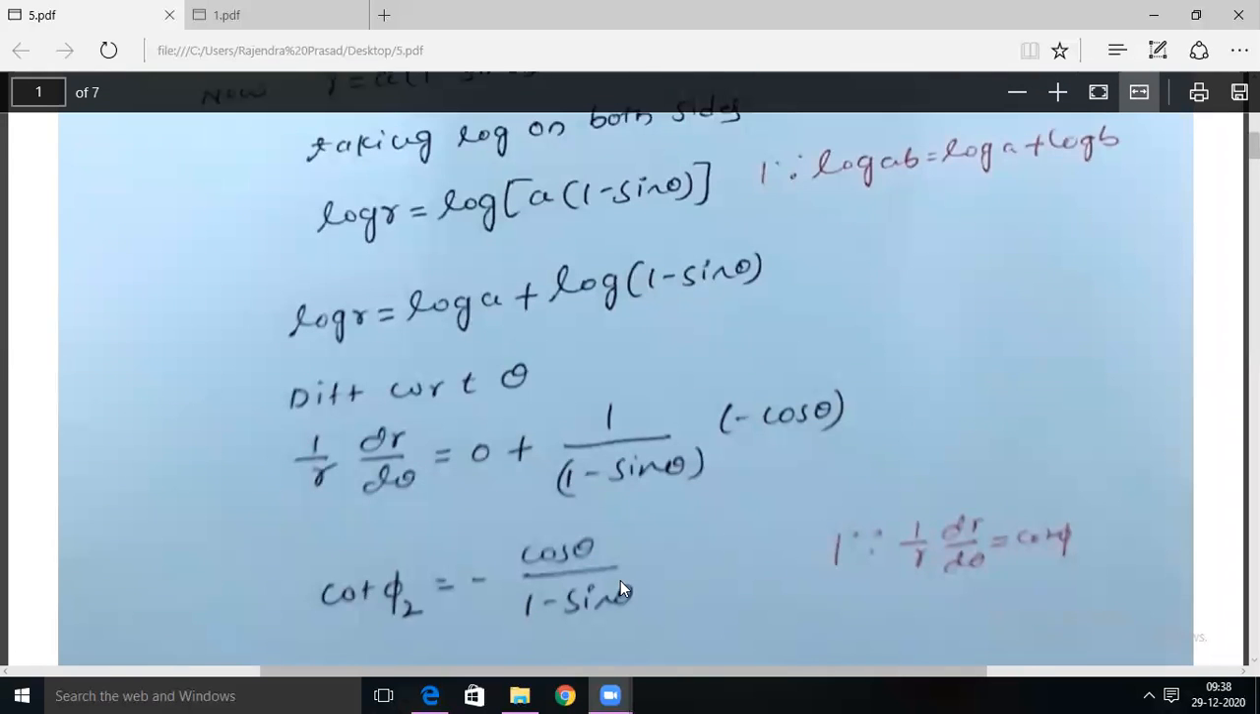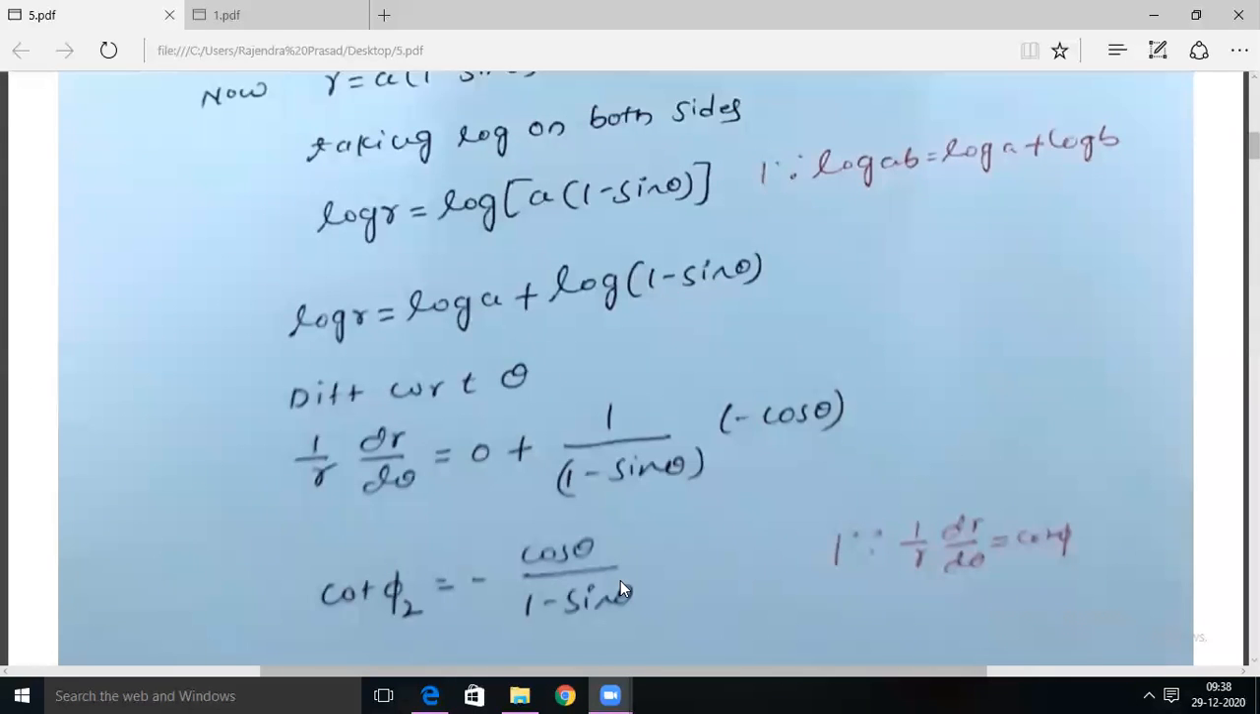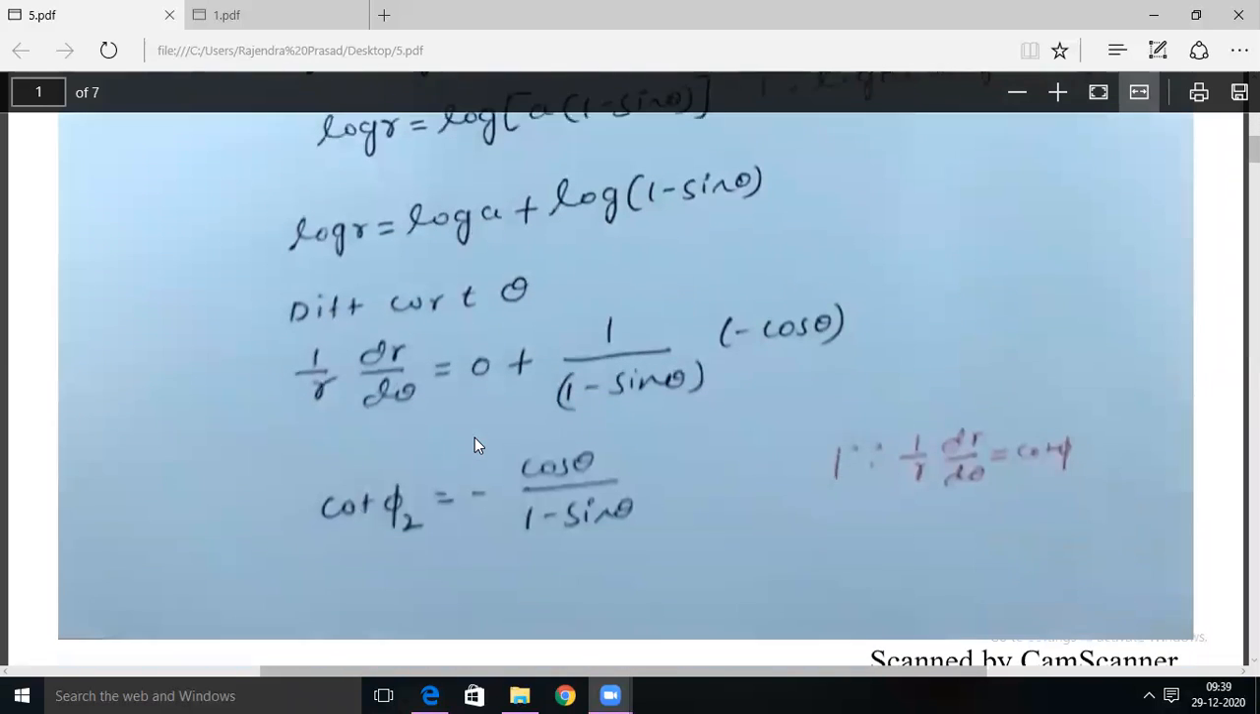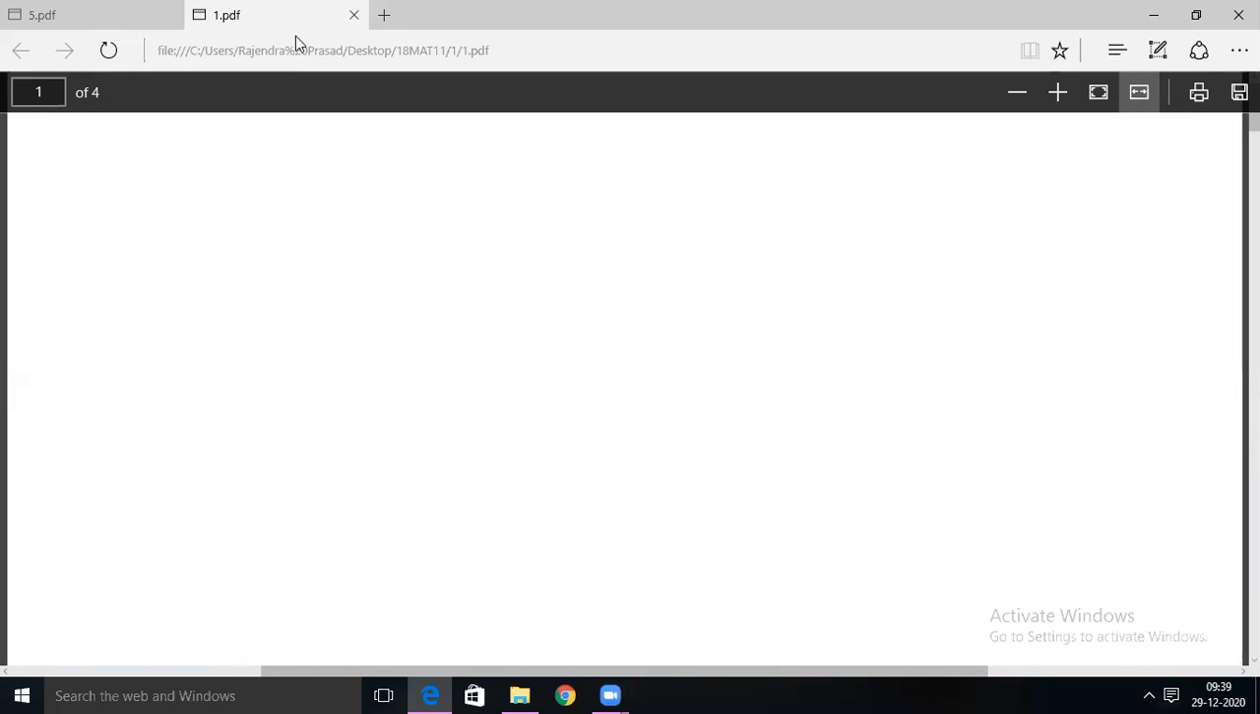So observe carefully here. In the previous class we got φ1 and φ2 in explicit form, right? φ1 is equal to some value, φ2 is equal to some value, and modulus of φ1 minus φ2 is equal to π/2. Then we say that the two polar curves intersect orthogonally. But in this case we are not getting φ1 and φ2 in explicit form. So what should we do? See, observe carefully, friends.